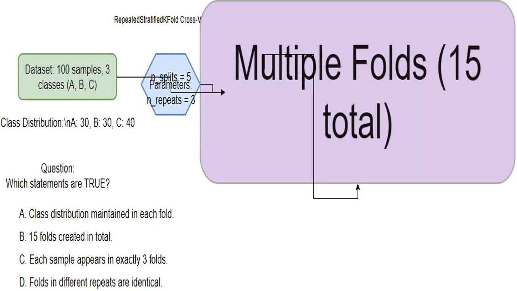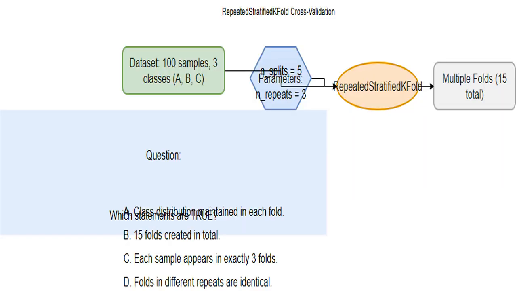Since I'm repeating the 5-fold process 3 times, 5 folds * 3 repeats, I end up with a total of 15 different folds or groups of data for testing. I'm asking you to determine which statements about the properties of this method are correct.